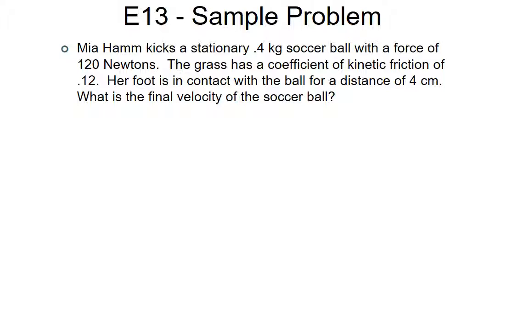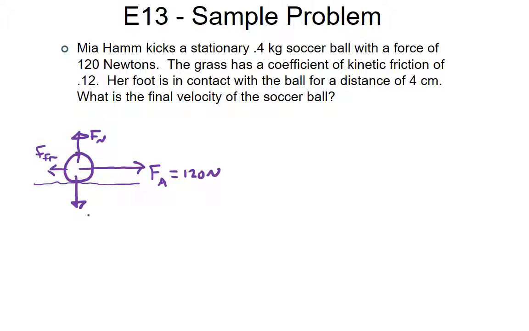Okay, so on this one, we do have friction, and the friction will play into the net force. So if we have the ball here, we have a force applied going forward, in this case 120 newtons, and we do have some friction acting here. Normal force, force of gravity, and then her foot is in contact with the ball for 4 centimeters, so 0.04 meters. And we want to find out what's the final speed of the ball.